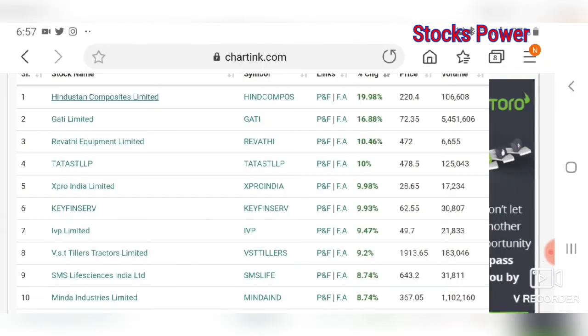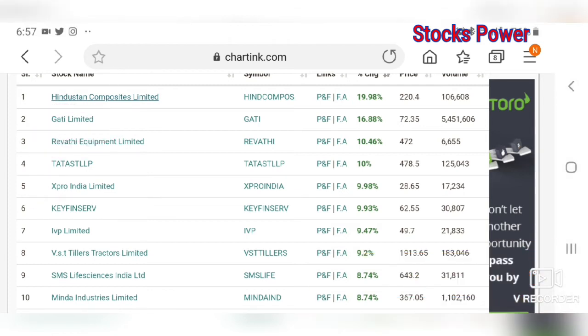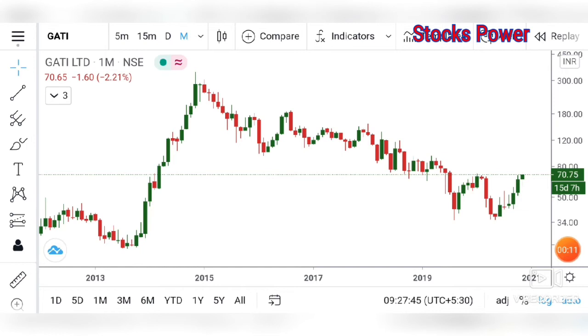The second stock we'll see is Gati Limited. Check here Gati Limited, we'll check on charts. We'll draw a trend line for Gati Limited and see whether the stock has given a breakout or not.